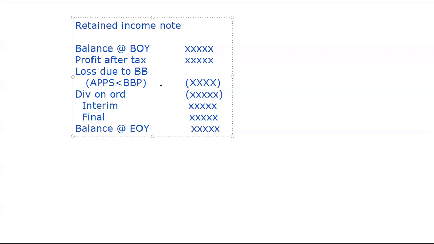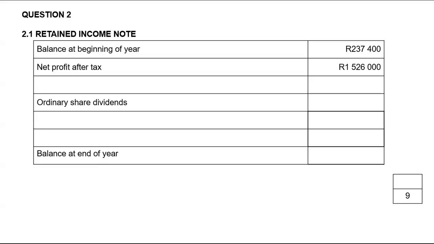Okay. This information, we need to find it somehow. While on that question, let me see what the answer book has. So this is what the answer book has. I've done everything. You know the structure now. What comes after net profit after tax? It is a loss or profit due to buyback, right?